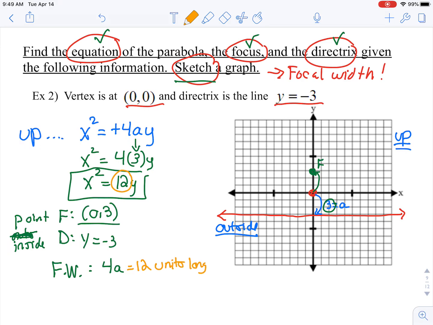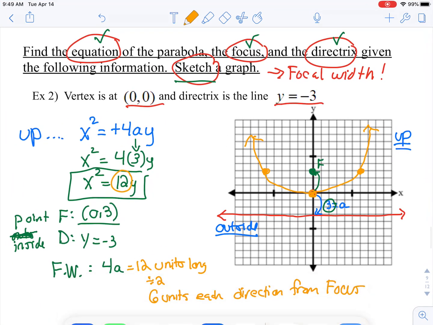Now, when I'm plotting my focal width, remember it has to go through the focus. So that means I need to divide this by 2, and I'm going to have to go 6 units each direction from the focus. So from my focus point, I'm going to go 6 units to the right and 6 units to the left. That's a total of 12 units. There's my vertex. And now I can sketch in my parabola, and I have that width accurately.